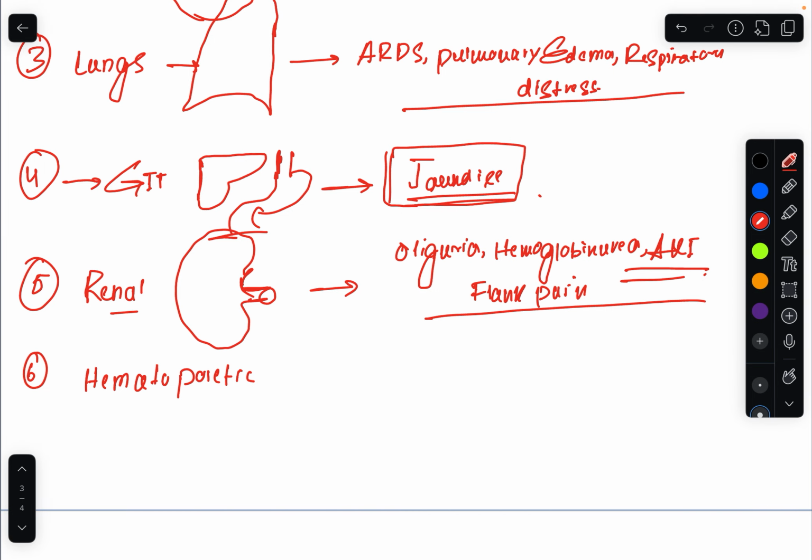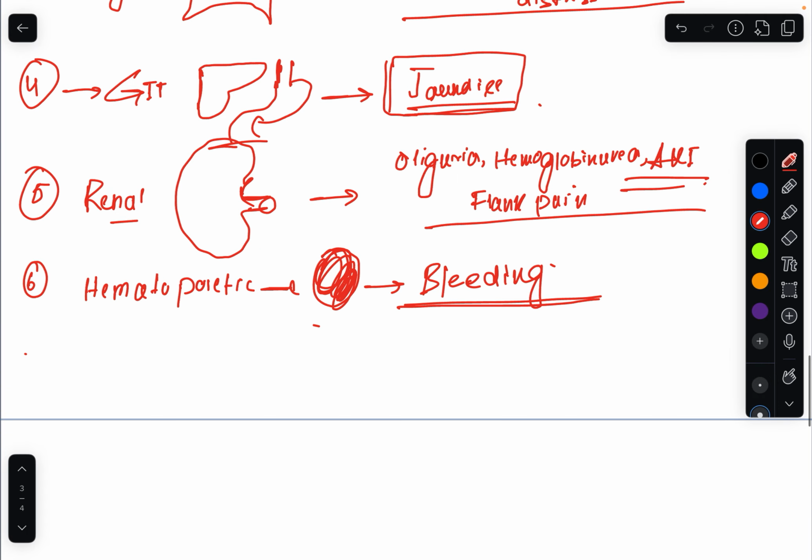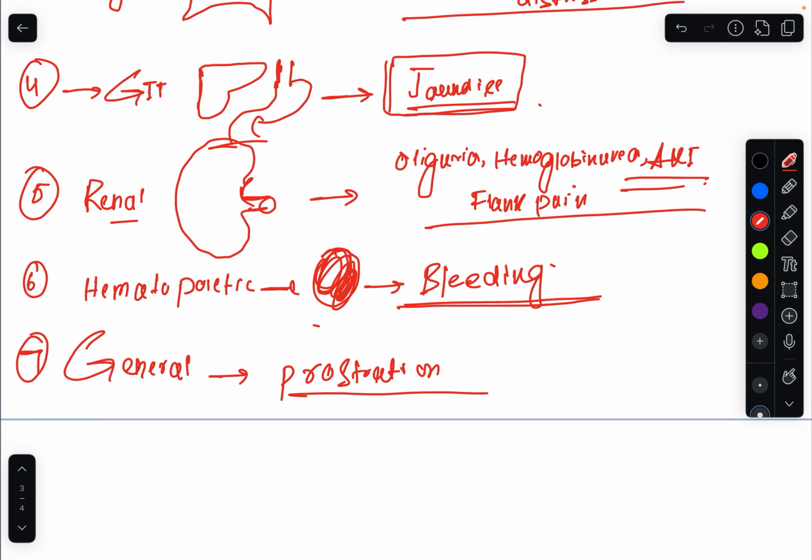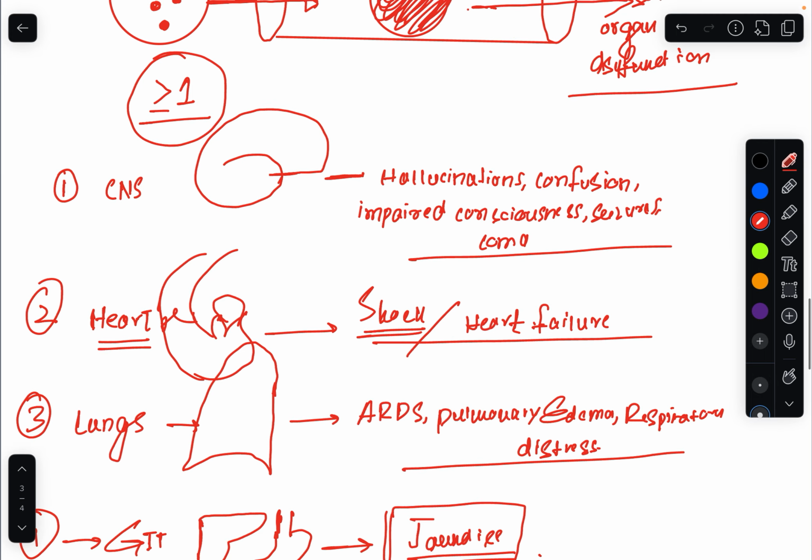In hematopoietic, let's suppose these are your cells. You can have bleeding due to thrombocytopenia, severe bleeding. And then number 7, a general feature of severe malaria is prostration. Prostration means you are feeling so weak that you are not even able to get up from the bed. So these are the features which suggest severe malaria.